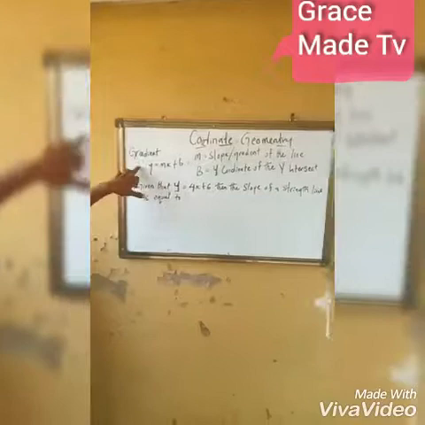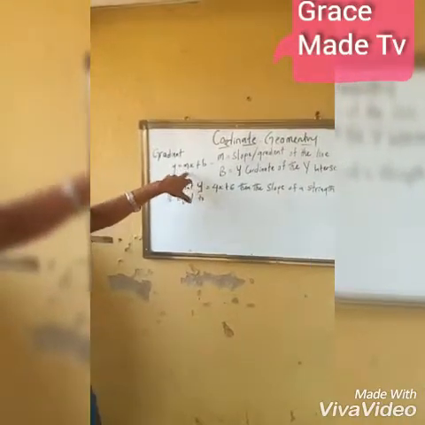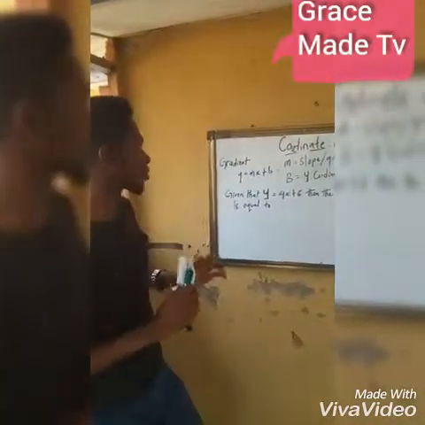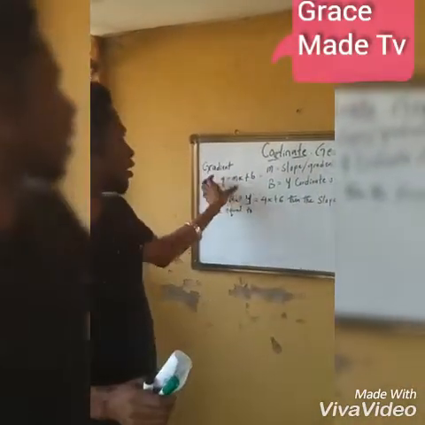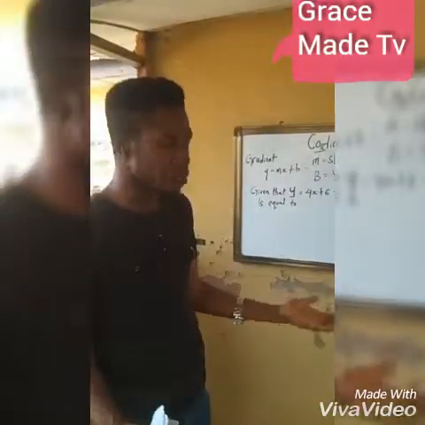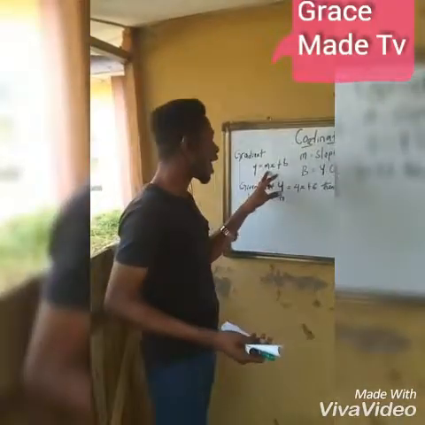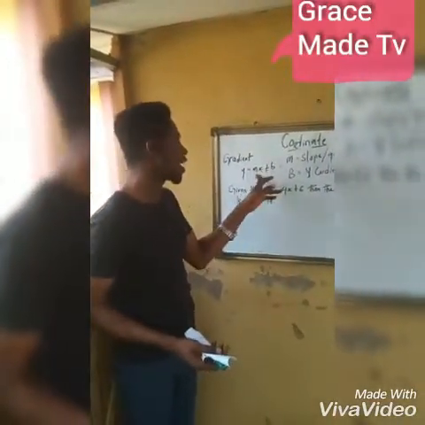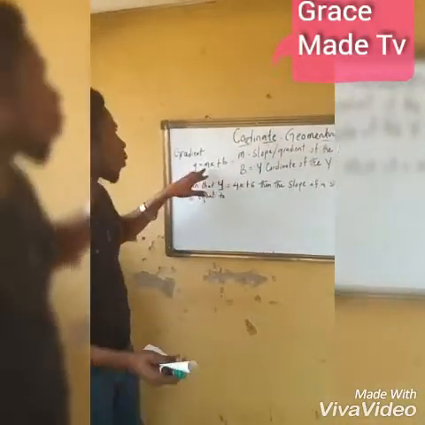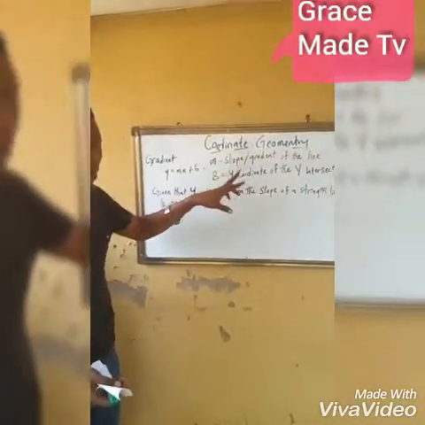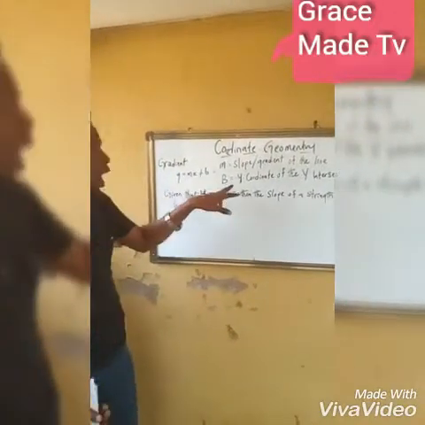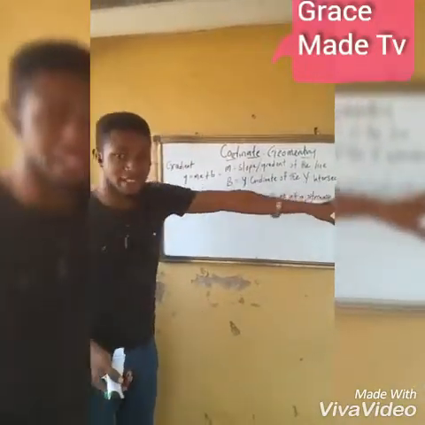Alright. For instance, we are given the equation y equals mx plus b. I only bring these letters into this formula to interpret what we have here on the board. This m signifies our slope or gradient of the line, while this b refers to our y-intercept.